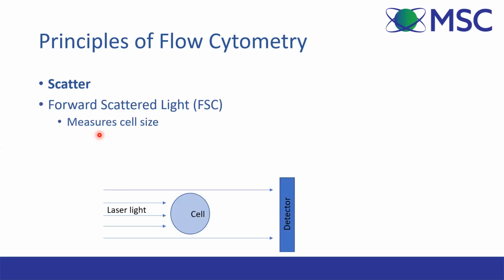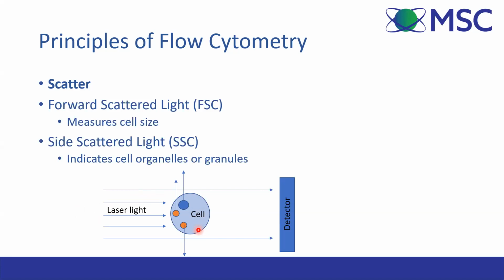The first type of light scatter we'll talk about is forward scattered light. Forward scattered light is light which passes by the cell or is diffracted slightly by it. The light moves past the cell and is detected by a detector, which is directly in line with the laser source. Forward scattered light indicates the size of the particle or cell.